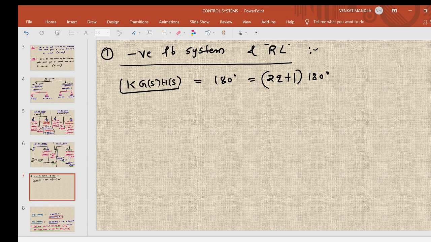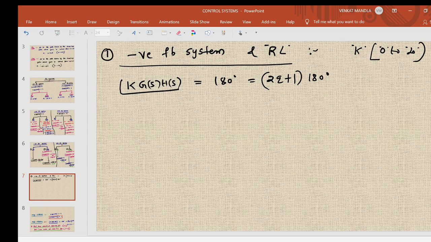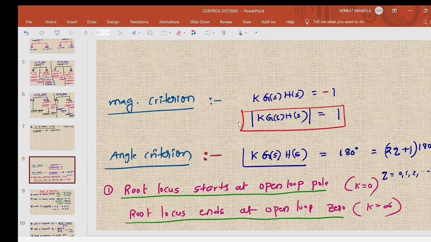And we are drawing a root locus, right? A root locus means the gain k is varied from 0 to infinity. That is, k is positive here. So we have certain rules. Those rules we already know. So this is the negative feedback system. This is the magnitude criterion. Magnitude is 1, and angle criterion. Anyway, already explained this.